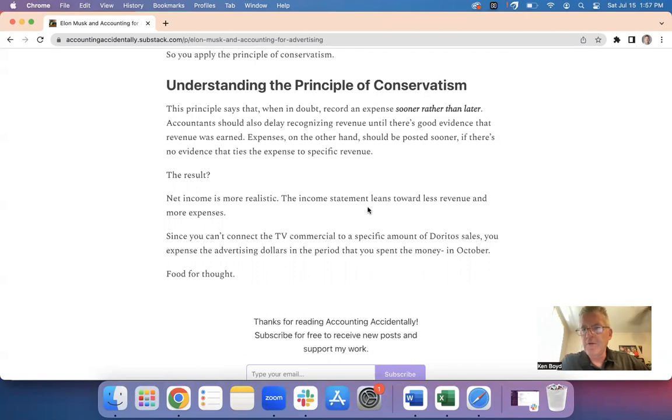The income statement leans toward less revenue and more expenses, which is conservative. Since you can't connect the TV commercial to a specific amount of Dorito sales, you expense the advertising dollars in the period that you spent the money, which is in October. So that explains how we account for advertising expenses.